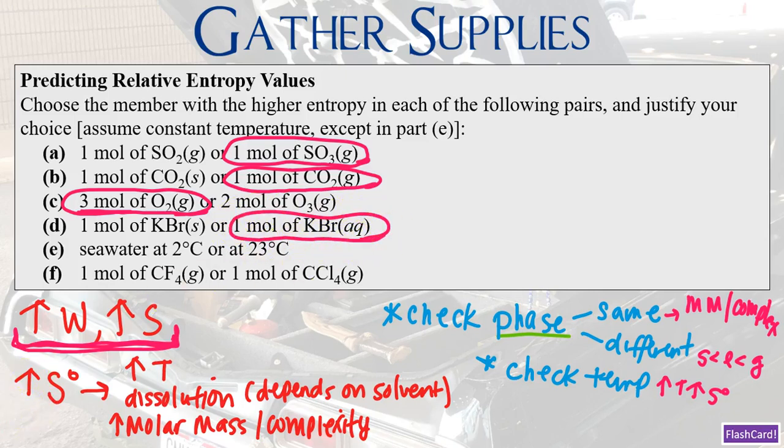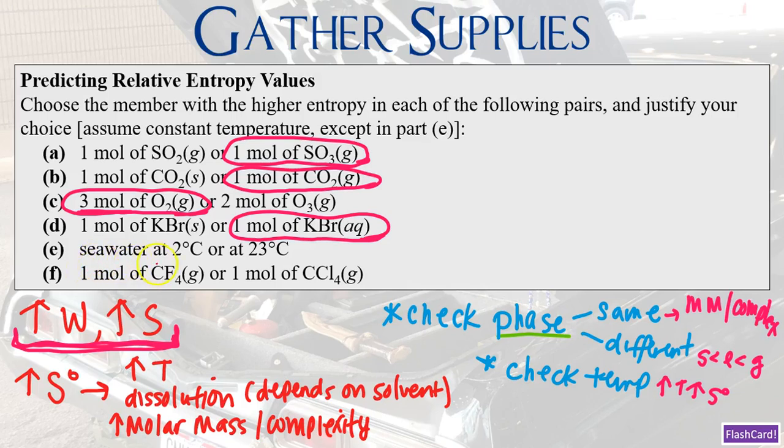Why? Because, again, the motion is going to be increased when you have an aqueous version of these ions versus if you have a solid sample. In the solid sample, we know the motion is going to be limited, the energy is less dispersed, and of course that means you have a decrease in entropy.